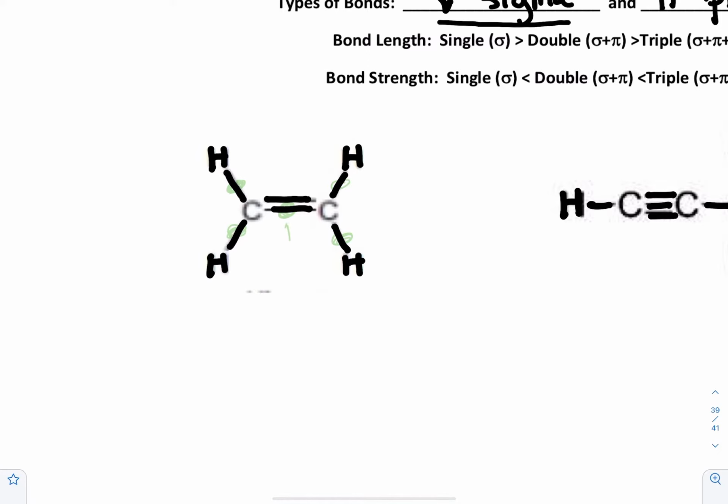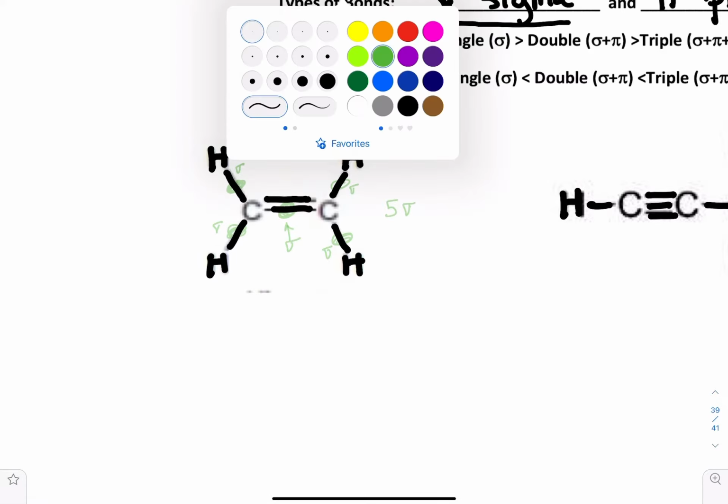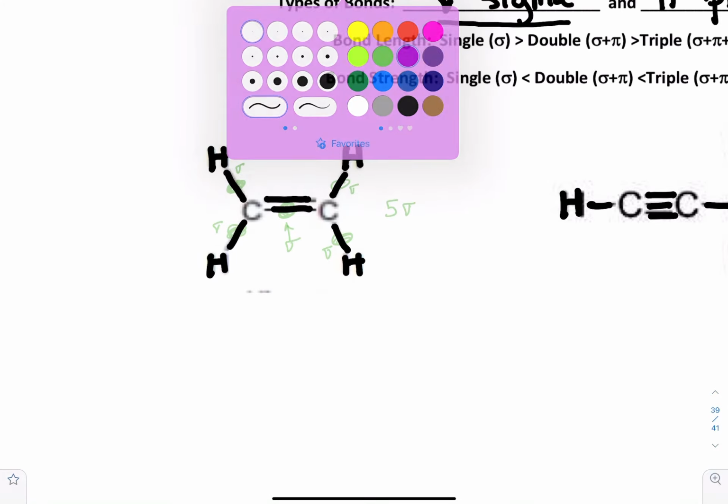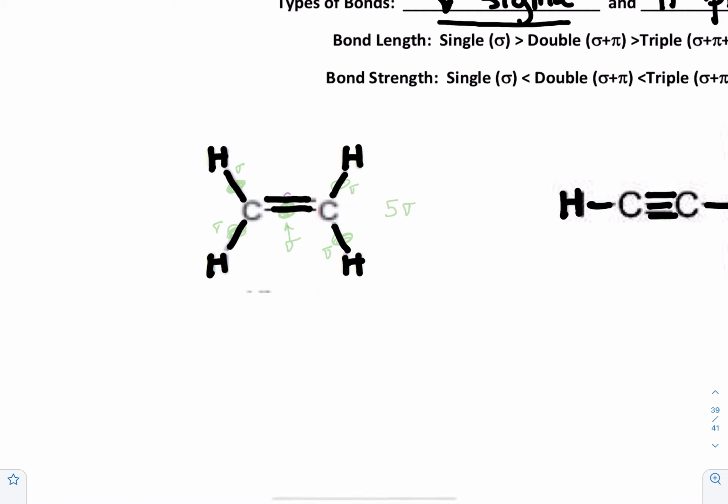Notice how I counted just one of those two lines in that molecule as the sigma bond. That's important. So in a double bond or a triple bond, just one counts. So I have a total of 5 sigma bonds in this. What about the pi bonds? This right here is the only pi bond. So this has one pi bond.